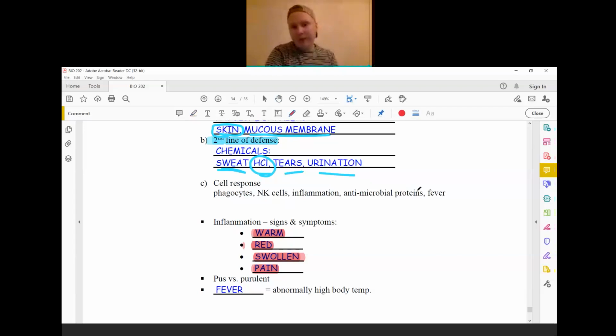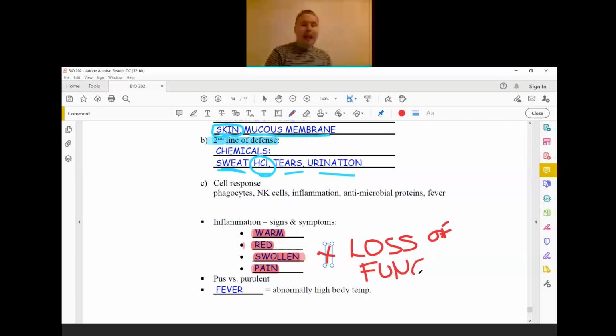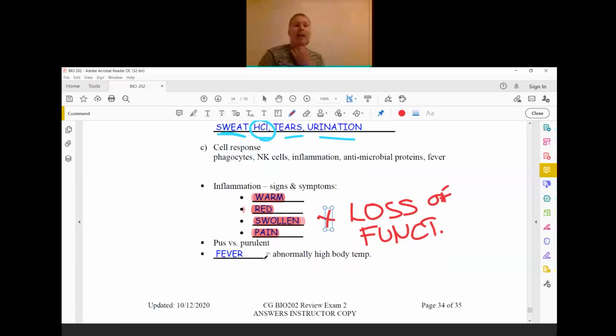Sometimes we also add loss of function as a sign and symptom. Fever is an abnormally high body temperature.